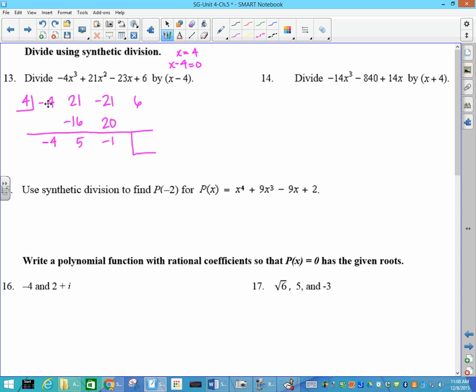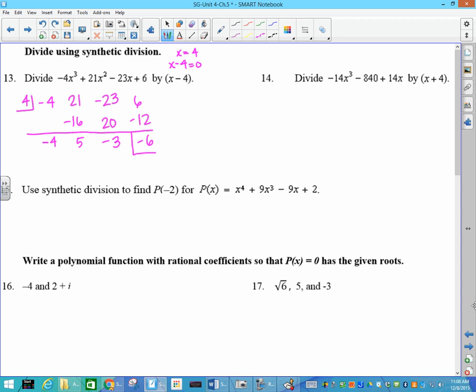21, hold on, I copied it down wrong. That's because y'all aren't here yelling at me. Sorry, that's supposed to be, it just changes this. I think we're okay there. All right, so that's 23, and then negative 23 plus 20 is a negative 3, and then 4 times negative 3 is negative 12, and 6 plus negative 12 is negative 6.